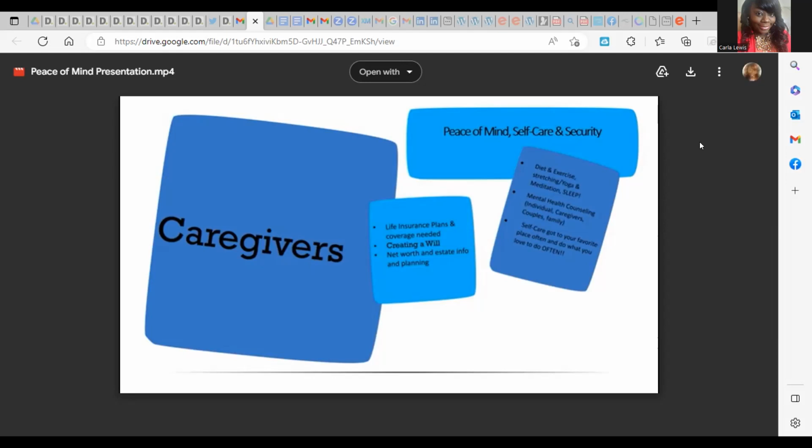Also, mental health counseling. Individuals, caregivers, couples, and families, however you choose to decide to get counseling and whomever you decide to get counseling with, it is important to keep our minds and perspective in check, to give us tools that we can use if we're feeling a certain way or thinking a certain way. We want to make sure that we are getting help with that. You don't have to be to the extreme to get counseling. You could just be wanting to talk to someone about how you can better deal with certain situations or feelings.